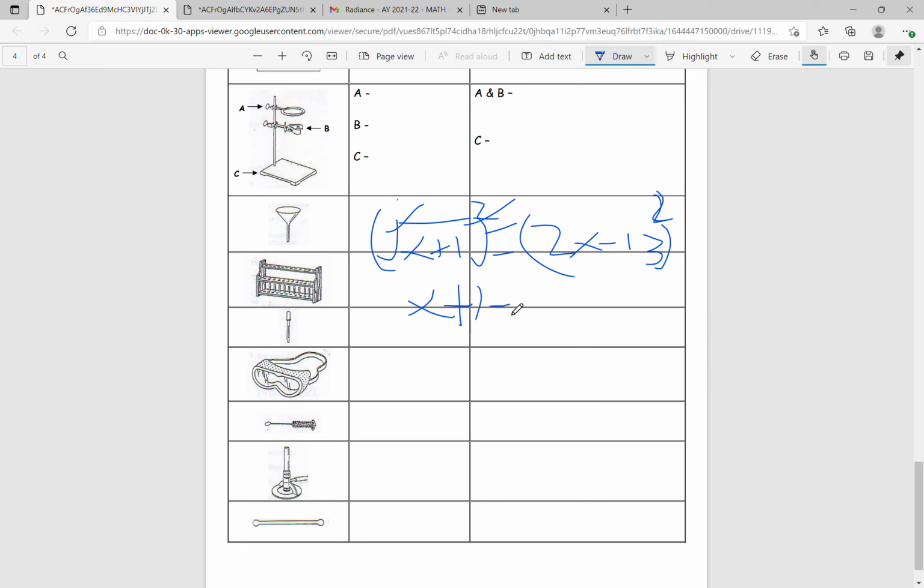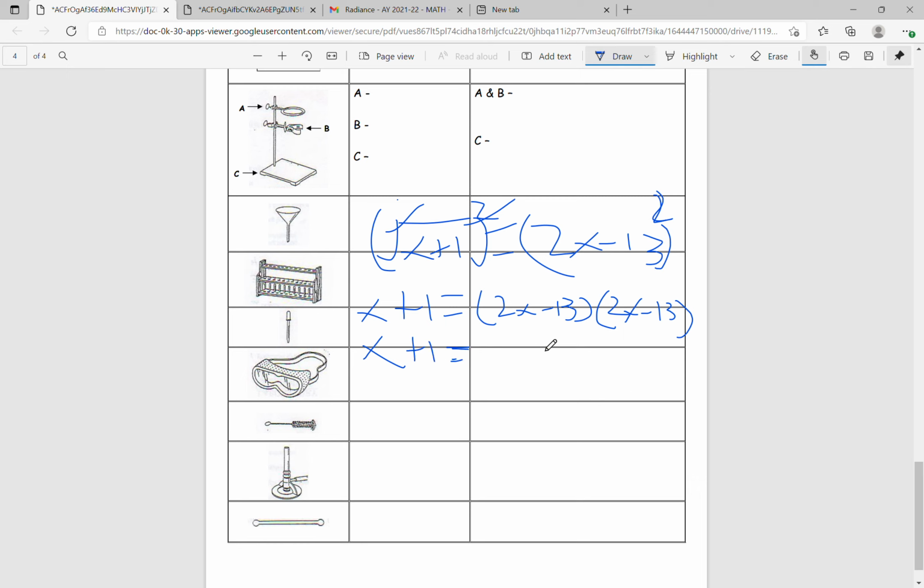So we just get x plus 1 is equal to, now here we need to FOIL. I'm going to write this a little bit smaller because we're going to have to actually FOIL. So we're going to have x plus 1 equals, now 2x minus 13 squared is the same as 2x minus 13 times 2x minus 13. Perhaps you've heard of FOIL: first, outer, inner, last. So we're going to FOIL this expression.